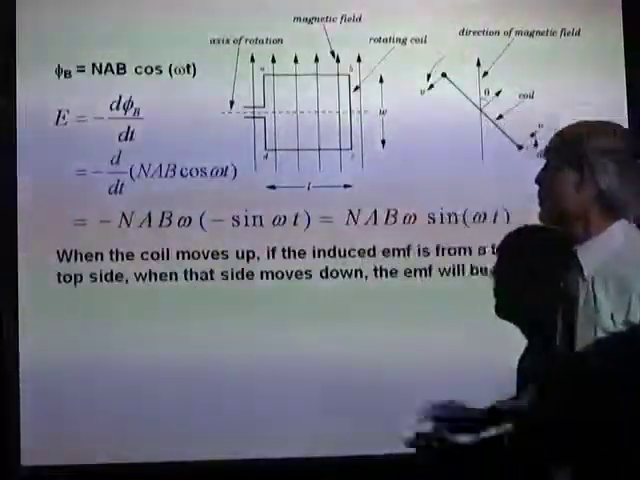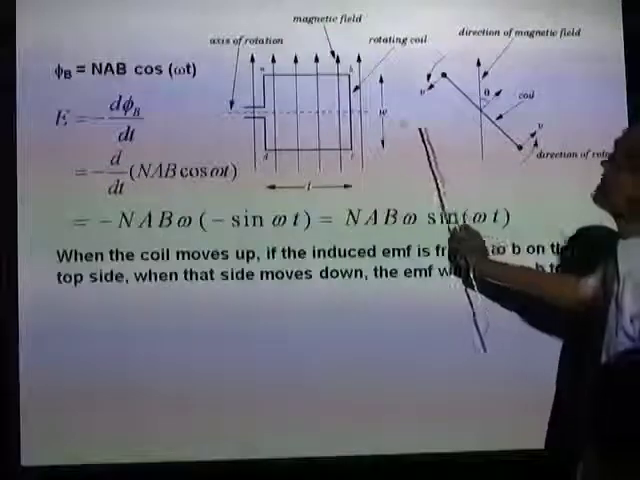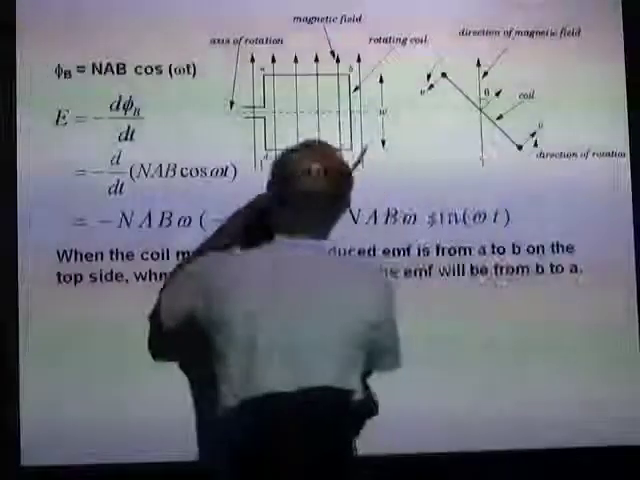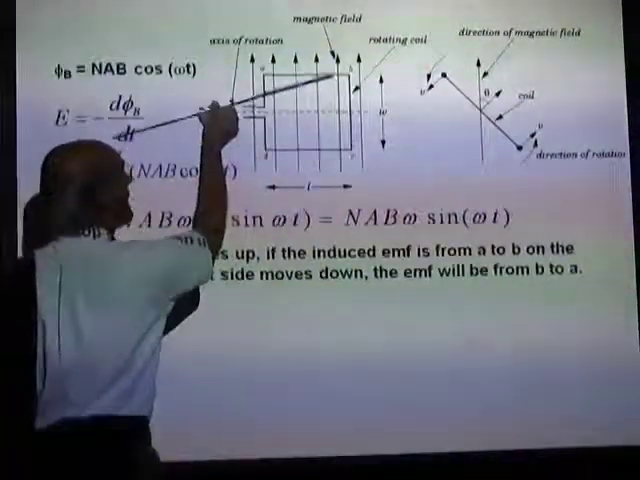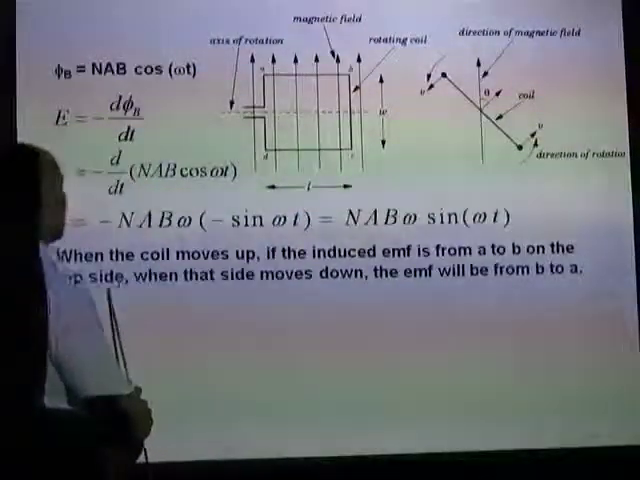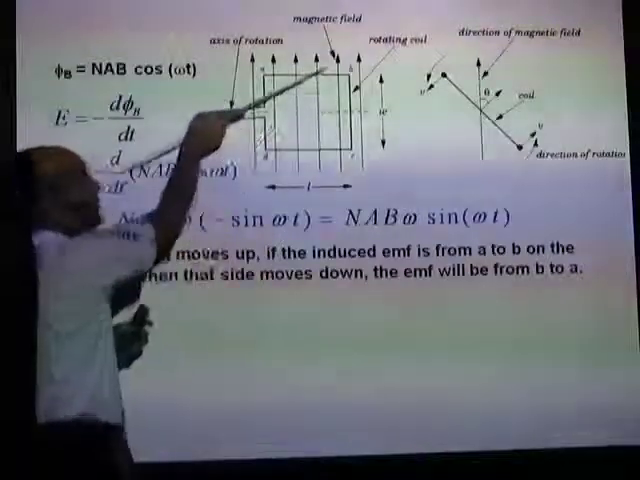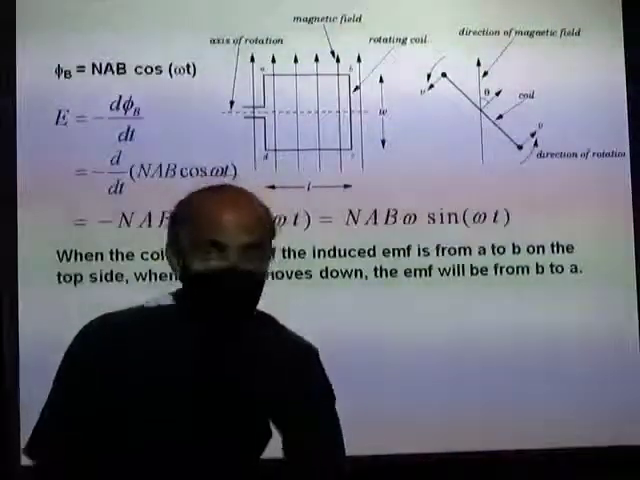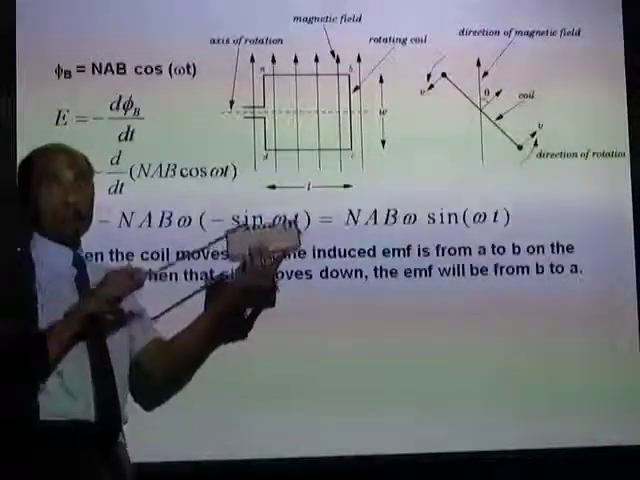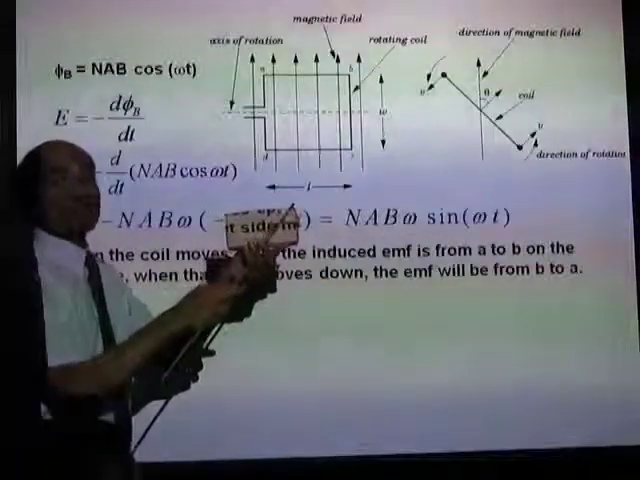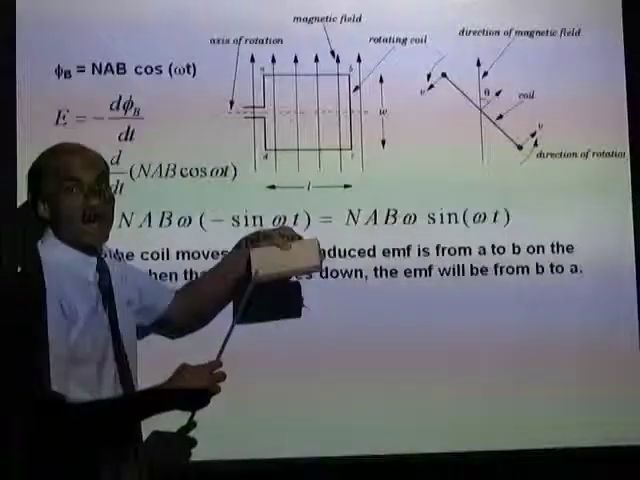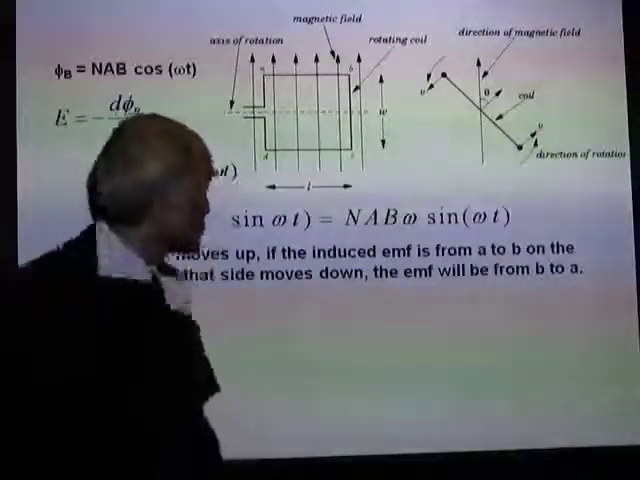Now, when the coil moves up, what I mean is this side moves up. If the induced EMF is from A to B on the top side when that side moves up, now watch it here, this is the side I'm talking about, as it moves down, the induced EMF will be from B to A. That's something that you need to really understand.